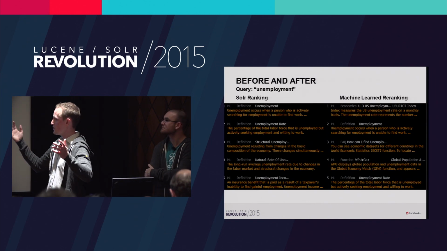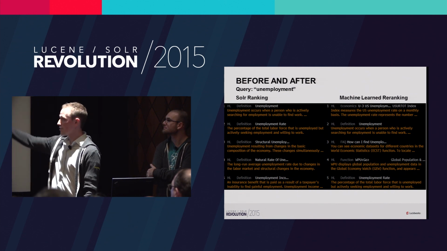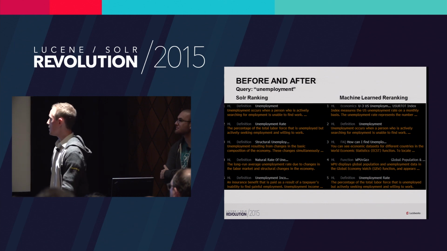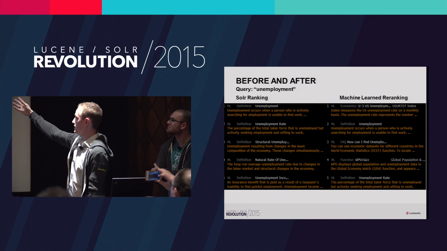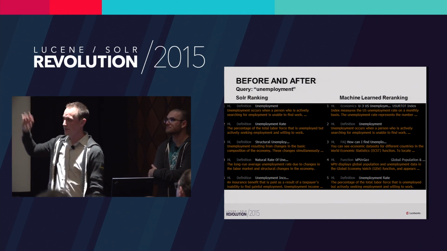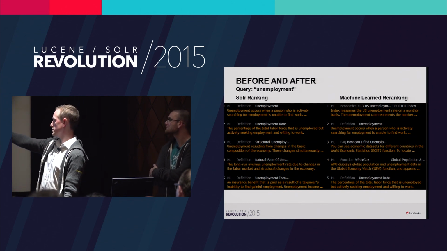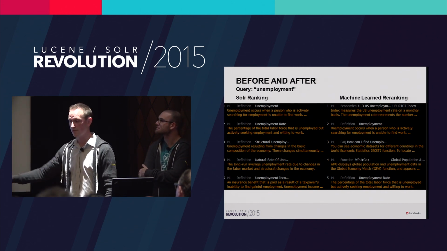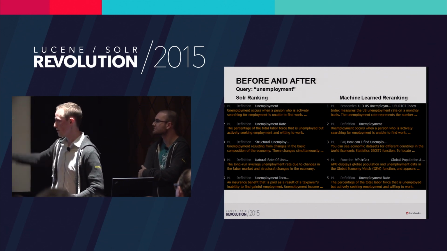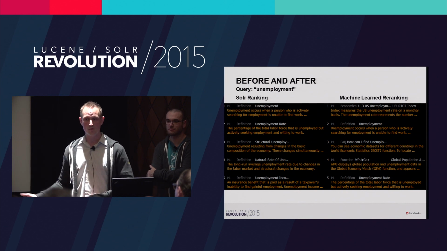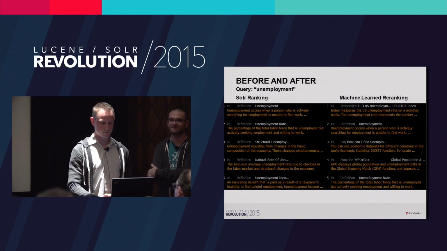Just to give you guys an example, for the query unemployment with Solr ranking, after a lot of tuning, we got flooded with a bunch of definitions. With machine learned ranking, re-ranking, the first result is actually the unemployment index, followed by the definition, and then you can see an FAQ, how to actually find unemployment. The other one underneath is the function or application that you can dive into that will give you a whole lot of other information on the Bloomberg terminal about this. So it's much better. Now, of course, this is just a single example, but we have a lot of examples where it was significantly better than before.